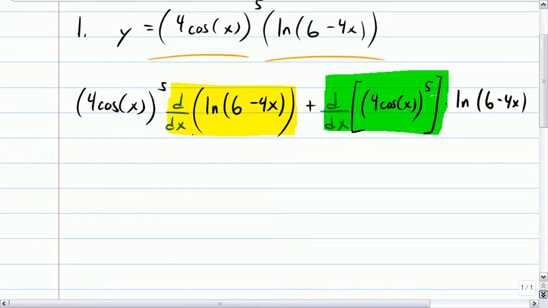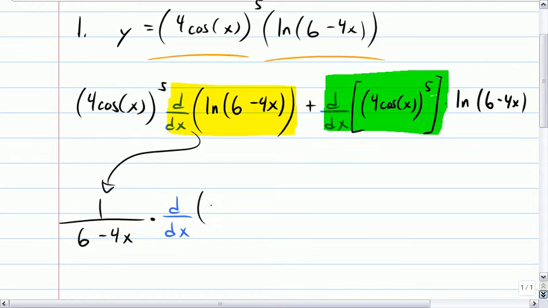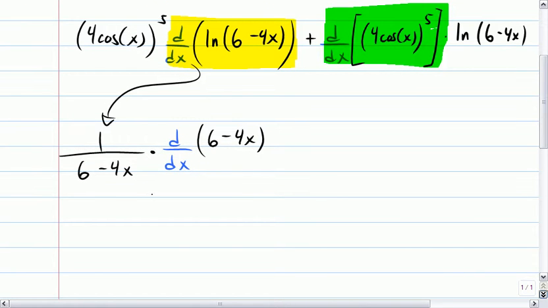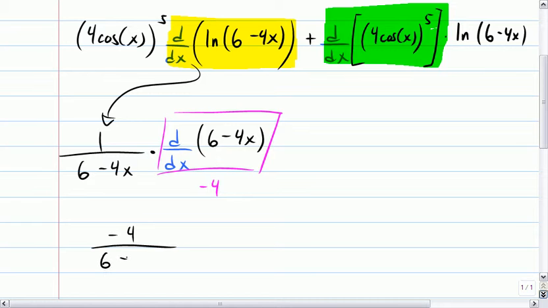So, as far as this piece in yellow goes, well, that looks like I need the chain rule. Right? So that's going to be 1 over 6 minus 4x multiplied by the derivative of 6 minus 4x. And then what's the derivative of 6 minus 4x? Negative 4. So that purple box is just negative 4. So that piece in yellow really turned into negative 4 divided by 6 minus 4x.